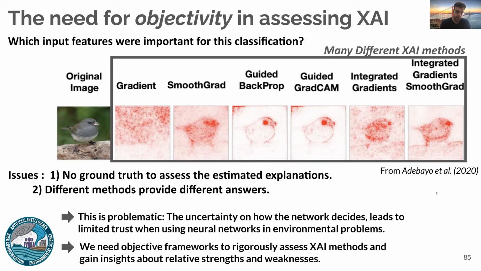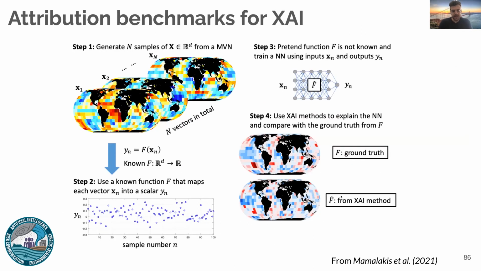That was the whole goal of XAI, to gain insight about where the model is looking at. So my point is we need to introduce objectivity in assessing these methods and establish ways to gain insight about the inter-method variability that we see here. In the next slide, we will be providing a way forward to address this, and this is through attribution benchmarks.